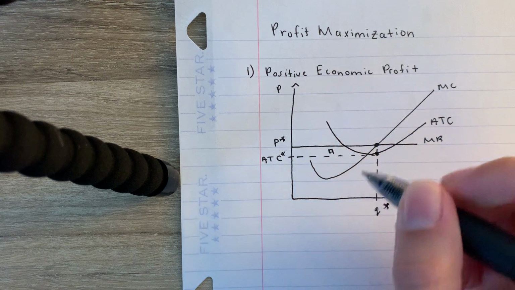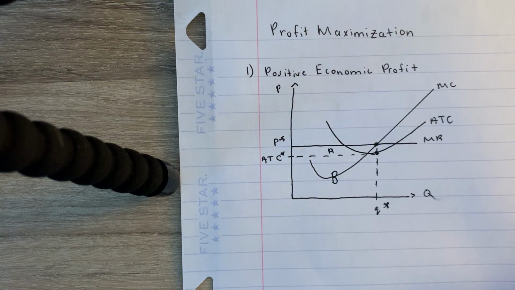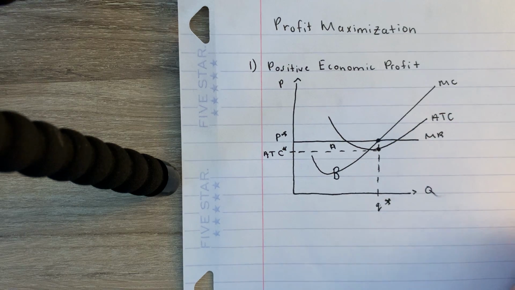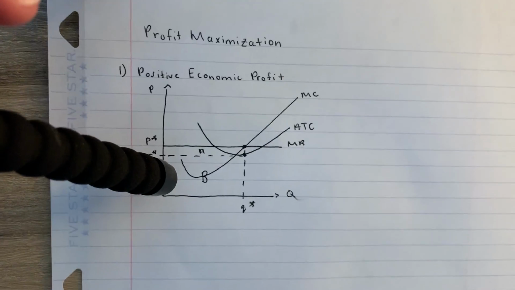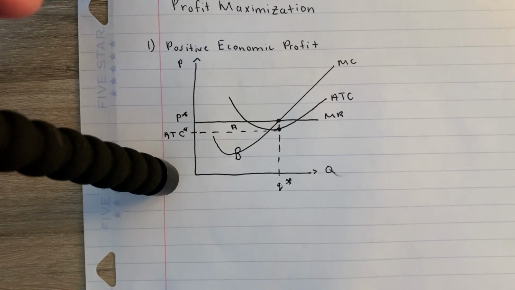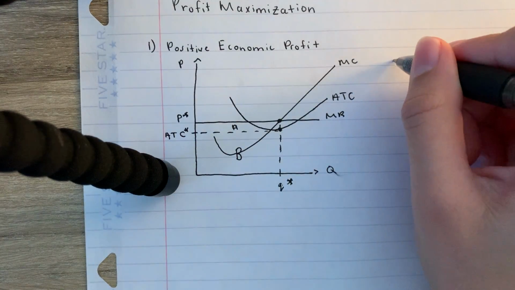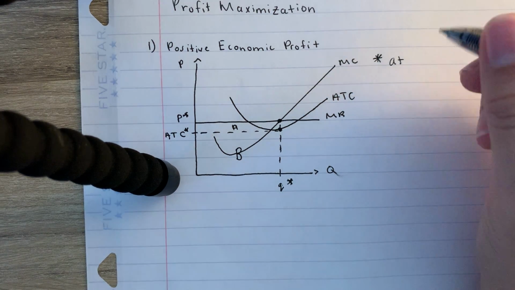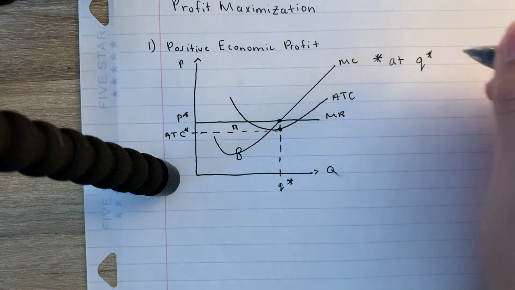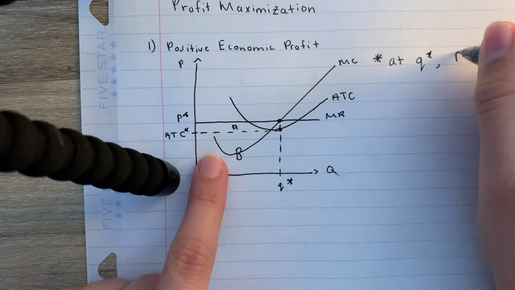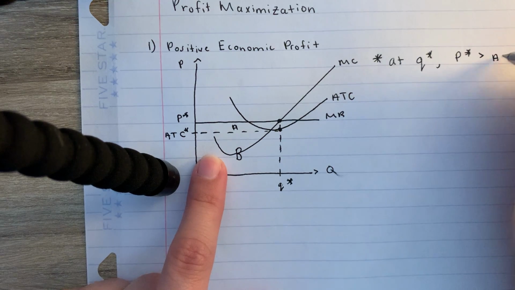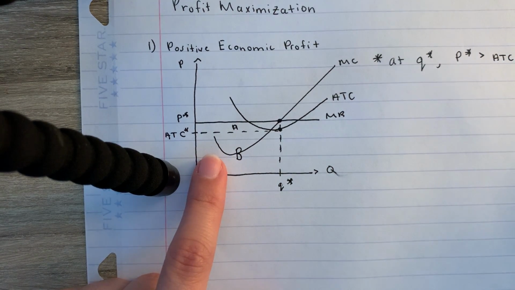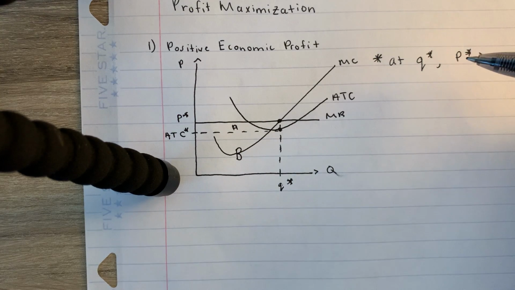So this upper rectangle right here is going to be A, and this lower one's B right here. So what's the most important thing to know? Maybe I'll scooch this over just a little bit. The most important thing to know here is that I'll put like a star at Q star. What do we notice at P star? P star is greater than ATC star. So this is how we know that there's going to be positive economic profit, because price is greater than the average total cost.